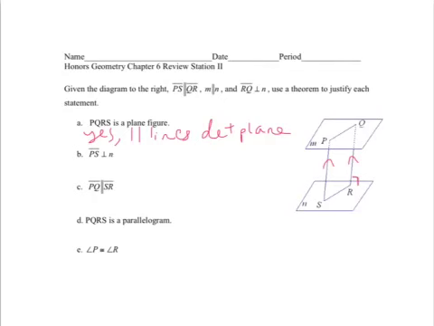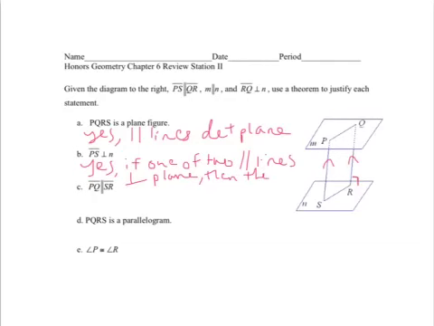Alright, then we have PS is perpendicular to N. Is that true? Well, let's think about it. If these two are parallel, and one of them is perpendicular to the plane, the other one also has to be perpendicular to the plane. So our answer would be yes. And our reason is if one of two parallel lines is perpendicular to the plane, then the other is perpendicular to the plane. Hopefully you guys understand my shorthand. So if one of the two parallel lines is perpendicular to the plane, then the other of the parallel lines has to be perpendicular to the plane.